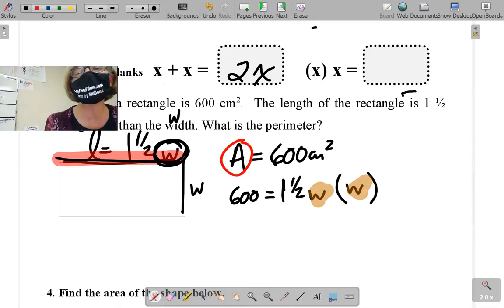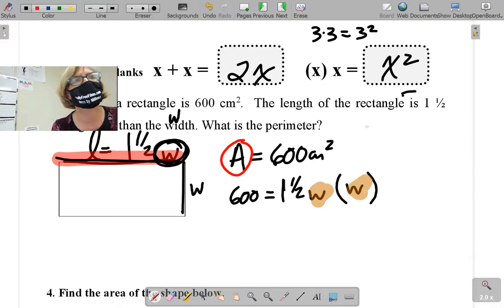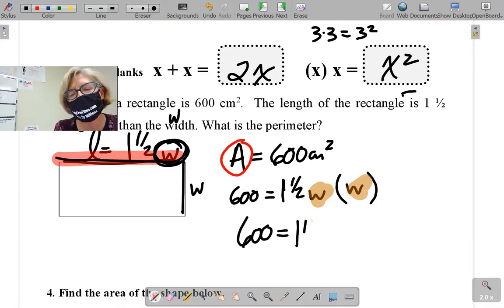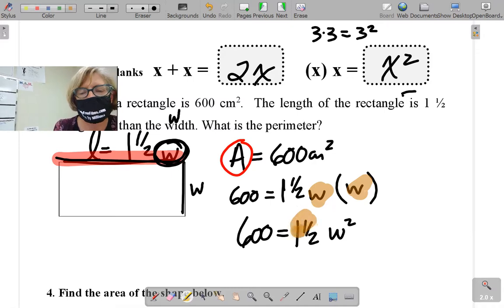Okay, watch there. If I go 3 times 3, we would call that 3 squared, right? So X times X is, there we go. So what would W times W be? There it is. Your next line reads 600 equals 1.5 W squared. Are you okay with that step now? Good.